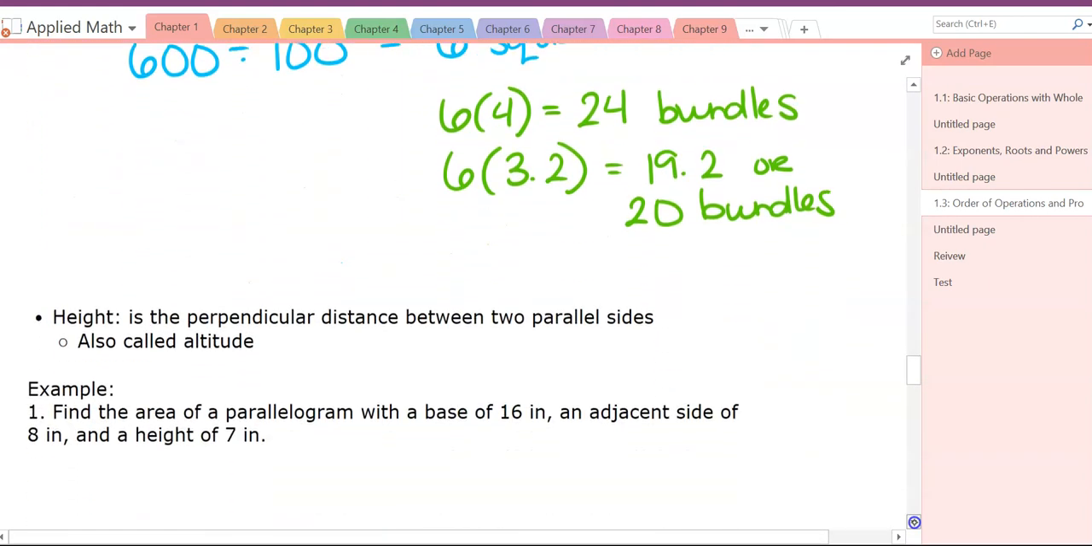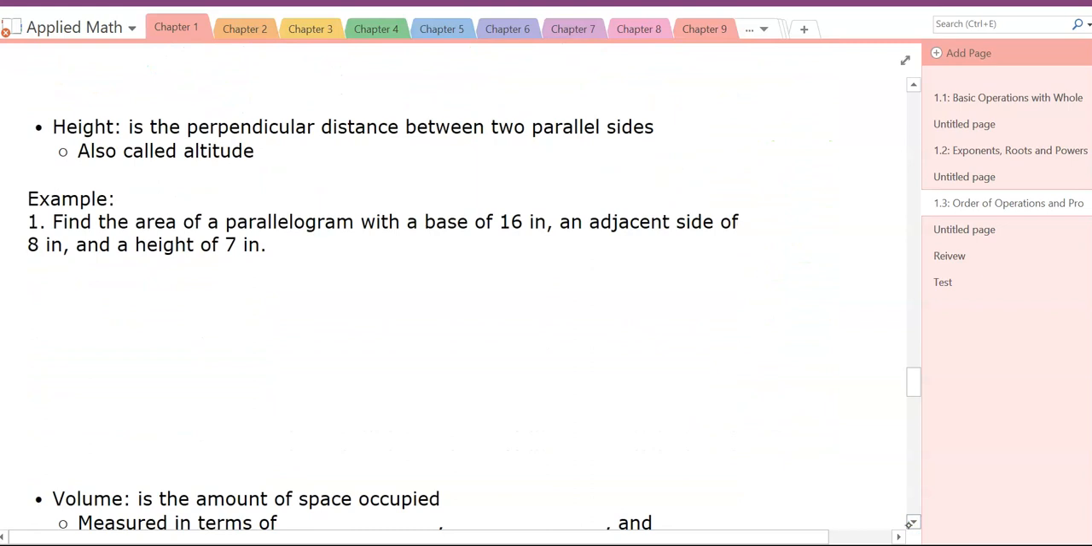Now some shapes when we're talking about area require us to use the height, and the height would be the perpendicular distance between the 2 parallel sides, and it's also known as the altitude. So it needs to be a side that is going straight up and down. So to find the area of a parallelogram that has a base of 16, an adjacent side of 8, and a height of 7, you want to use the base and you want to use the height. So we're going to take 16 times 7, which is 112 inches squared.